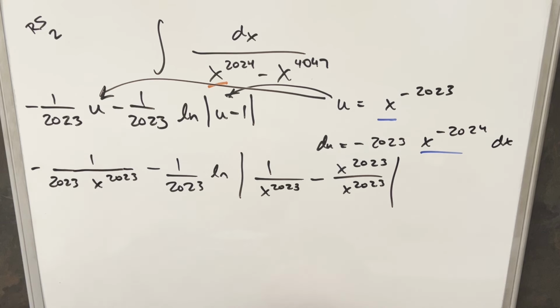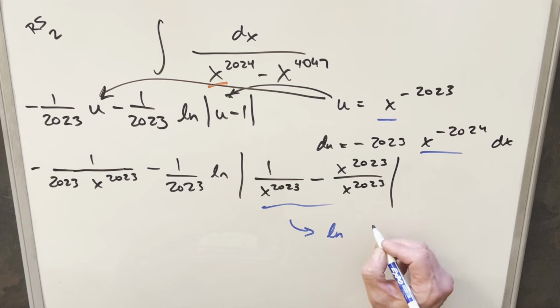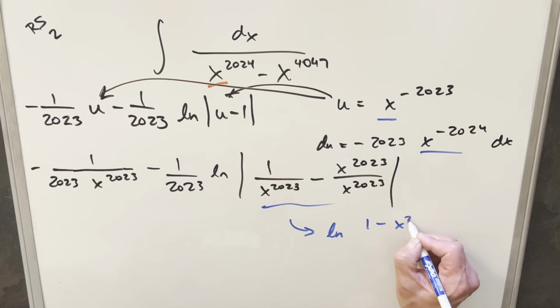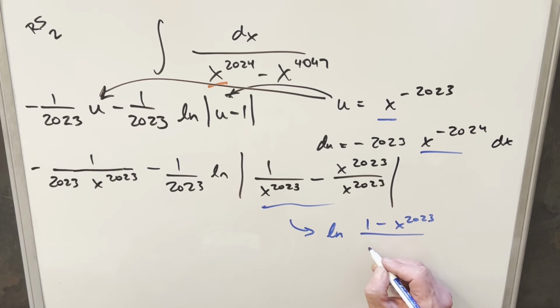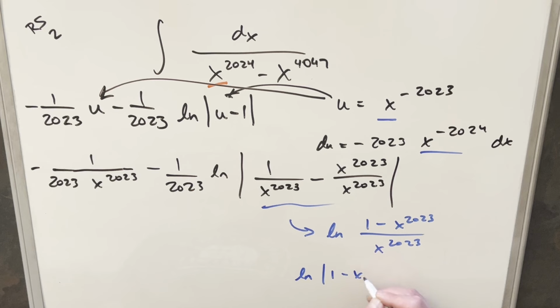Notice we could just use the 1 here and we'd be done, but I actually want to get it into the same form as the MIT solution, so I'm going to try to simplify it a little bit more. Just looking at this piece here, when we put this together, I'll write it as natural log of 1 minus x to the 2023 over x to the 2023. And then by log properties, I can split this up, so I can write it as ln of 1 minus x to the 2023 minus ln of x to the 2023.